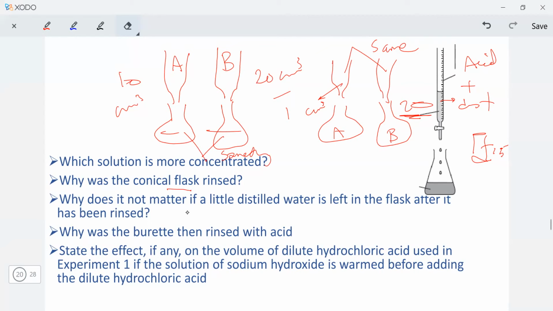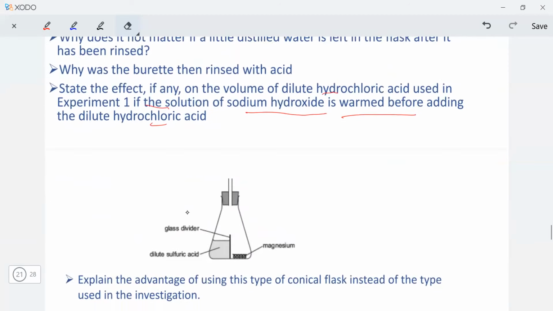State the effect on the volume of dilute hydrochloric acid used in experiment 1 if the solution of sodium hydroxide is warmed before adding the hydrochloric acid. What is the effect of warming? It speeds up the reaction. Does it change the amount of the acid I'm going to add? No, definitely not. So the answer here is that it would have no effect, as temperature does not change the amount of sodium hydroxide. Changing the temperature in the titration would have no effect.